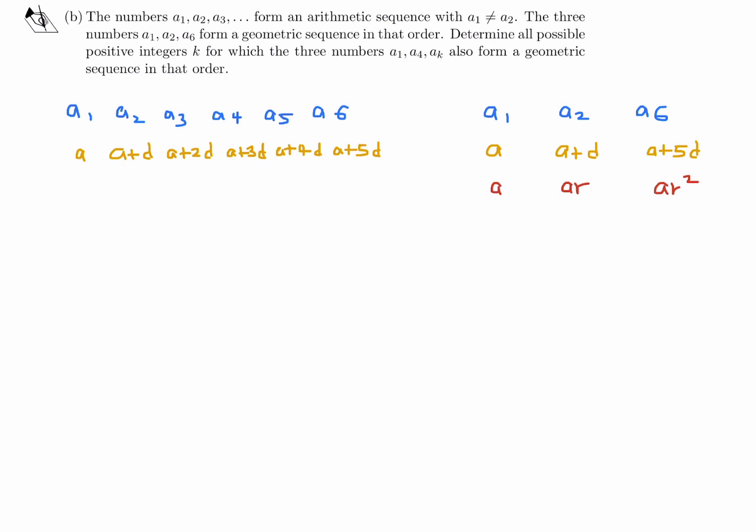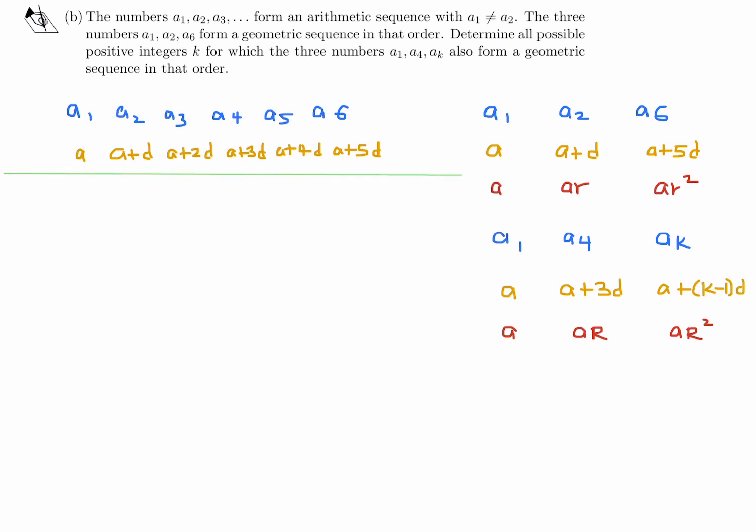And then later, they tell me that these three, a1, a4, and ak, which in terms of the arithmetic sequence format would be a, a plus 3d, and a plus (k minus 1)d, also form a geometric sequence. So those will also be a, some different ratio probably, and ar squared. All right? So that's just the initial setup of the question.